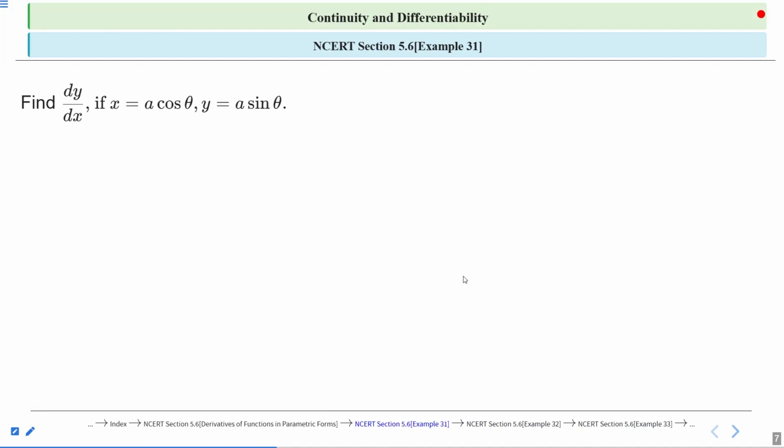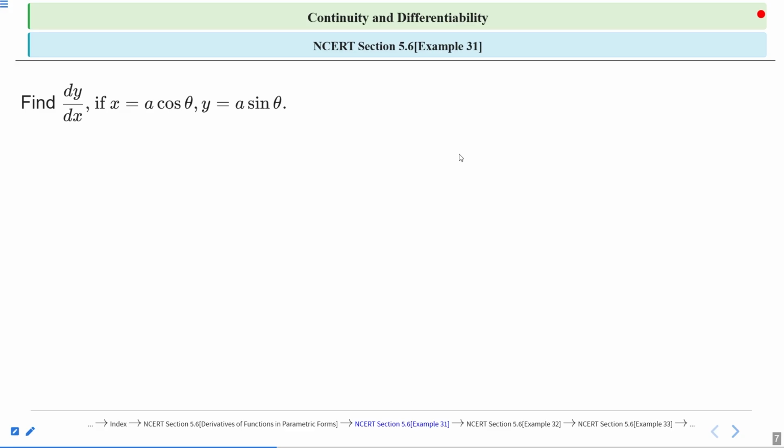So let us now discuss NCERT section 5.6 example 31. This example says find dy by dx if x is equal to a cos theta and y is equal to a sin theta, right? We have to find dy by dx if x is equal to a cos theta and y is equal to a sin theta. So how can we solve? See, first we will try to find a parameter with which we can differentiate, right?